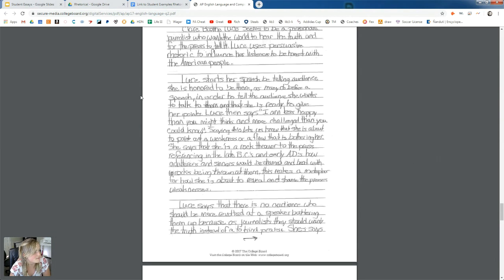Luce says, "I am happier than you might think and more challenged than you could know." Saying this lets us know that she's about to point out a weakness or flaw that is bothering her. She says that she has walked over to the press, referencing in the late BCs and early ADs how adulterers and sinners would be ashamed and have rocks thrown at them. This makes a metaphor for how she's about to reveal and shame the press's weaknesses.